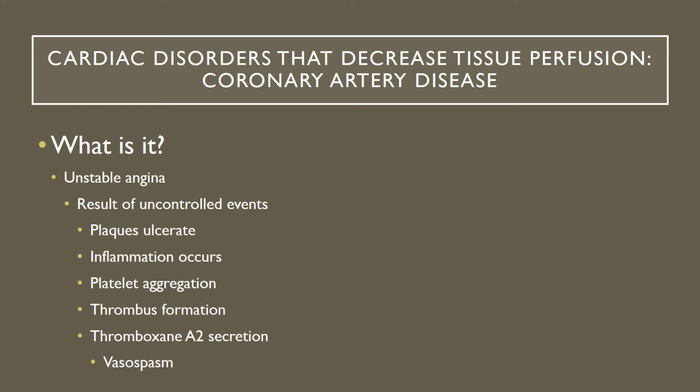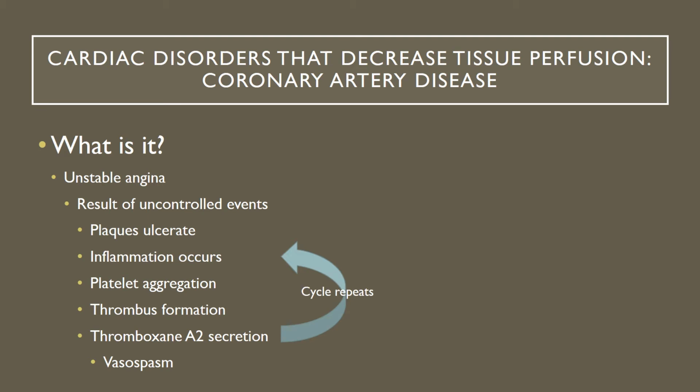So vasospasm, remember, is an uncontrolled vasoconstriction of this artery. So we're not intending for this to happen. It's not being controlled by local factors. And so as this thromboxane A2 secretion occurs, then it starts to repeat.